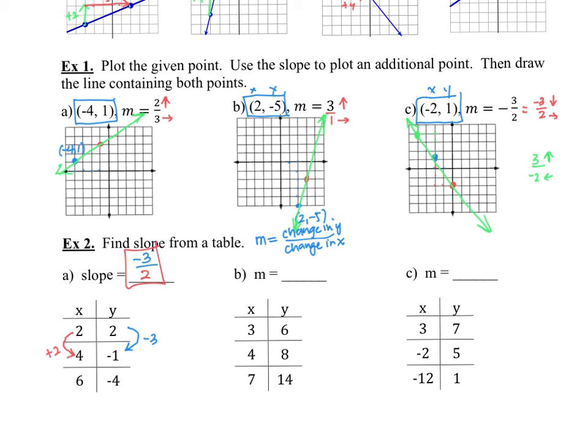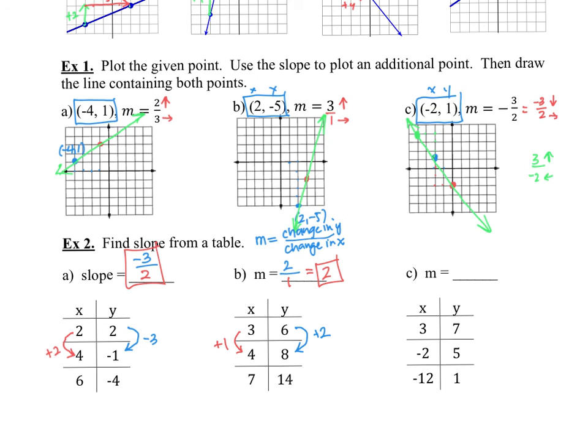Change in y over change in x. Let me go to the y column. It doesn't matter which ones I start with, I'll just start with this first one. So if I go from 6 to 8, that's going up 2 spaces. Now I'm going to go to the x column. If I go from 3 to 4, I'm going up 1 space. So 2 over 1 equals, if it'll divide, do divide it. So I get 2 is my answer.